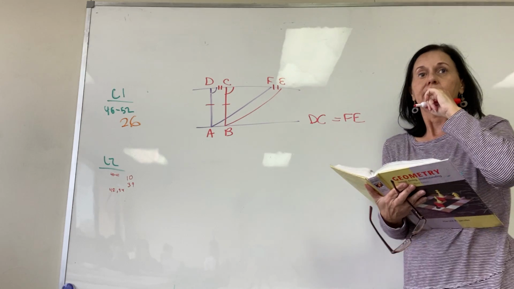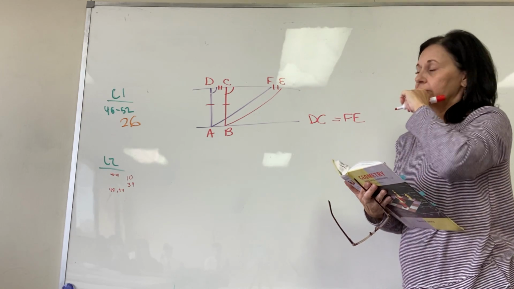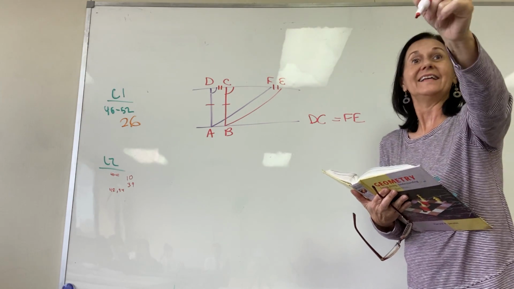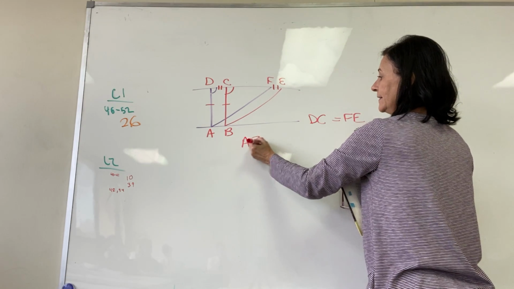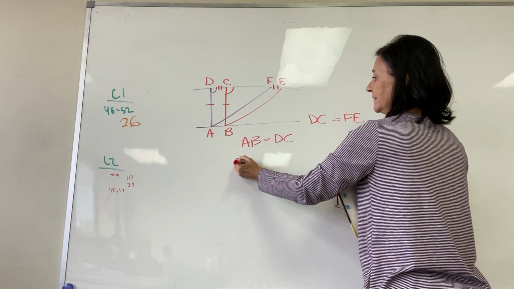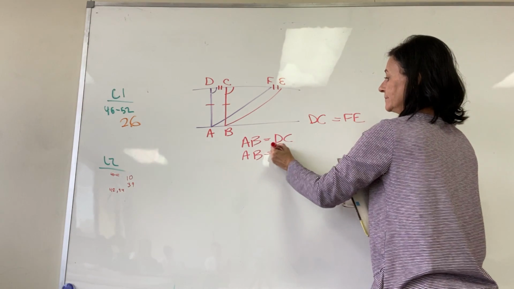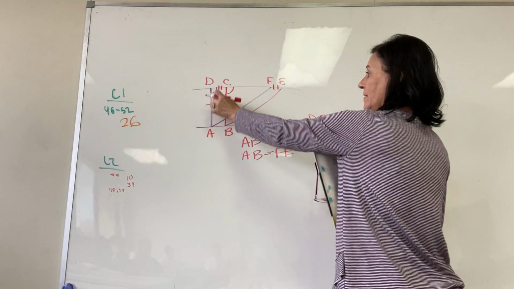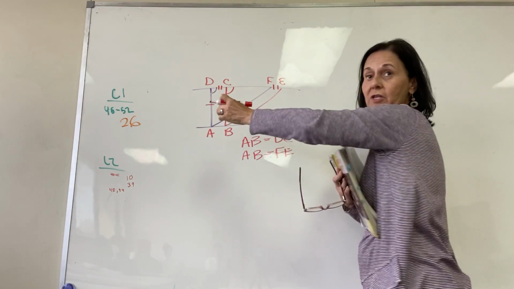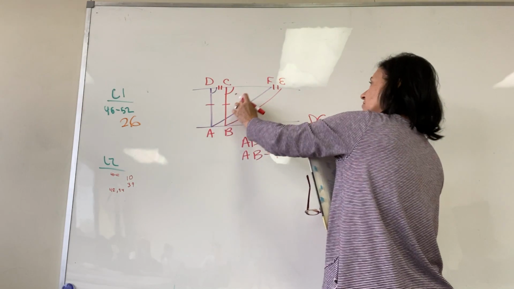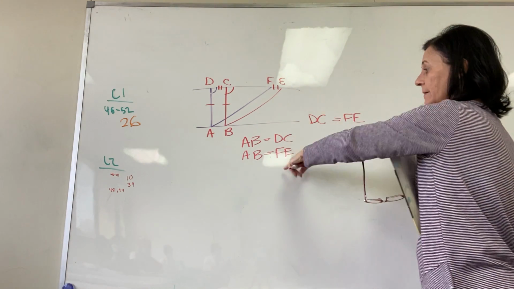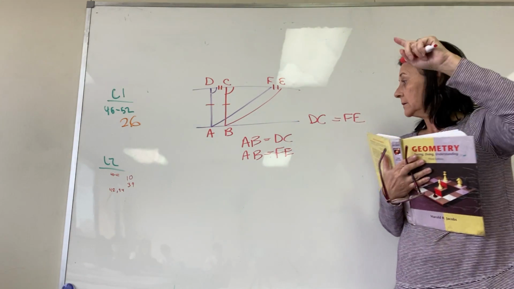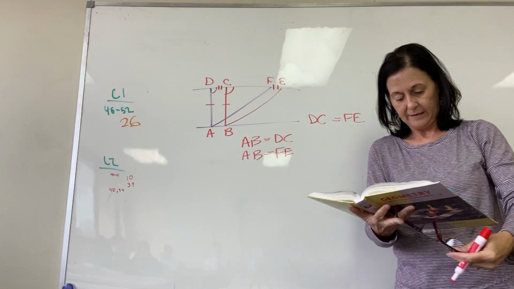Jake? Because, I guess it's substitution. It is substitution, because why? Because AB equals DC and AB also equals FE. Yes. Because AB is in this parallelogram, it equals the opposite side. AB is also in this parallelogram, it equals FE. So by substitution, DC equals FE.